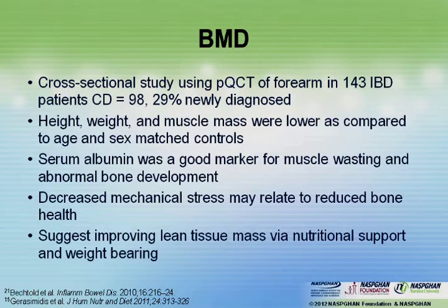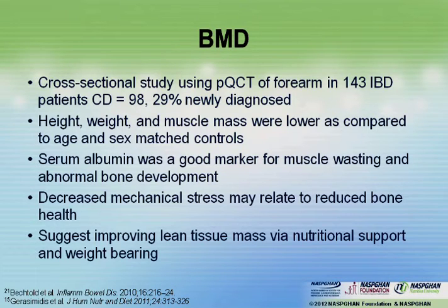So this is a study that used a newer technology and looked at the forearm of 143 IBD patients, with 98 patients having Crohn's disease and 29% being newly diagnosed. Height, weight, and muscle mass were lower as compared to the age and sex-matched controls. And they actually found that serum albumin was a good marker for muscle wasting and abnormal bone development. So decreased mechanical stress may relate to reduced bone mineral density, and the authors suggest that improving lean tissue mass via nutritional support or by increasing weight-bearing activities may improve bone mineral density.